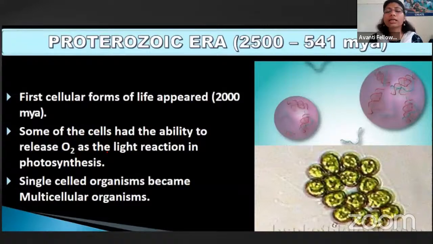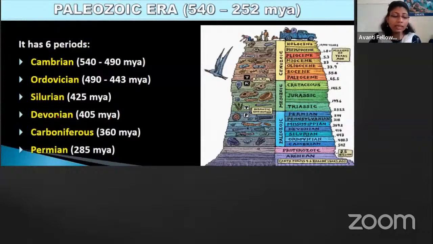The Paleozoic era existed from 2500 to 51 million years ago, and in this era the first cellular form appeared. So this era is the benchmark for the first cellular form, as we have discussed with the prebiotic soup, right? The hot spring soup where the first life appeared in water. Then this Paleozoic era again has six different periods: the Cambrian, Ordovician, Silurian, Devonian, Carboniferous and Permian.